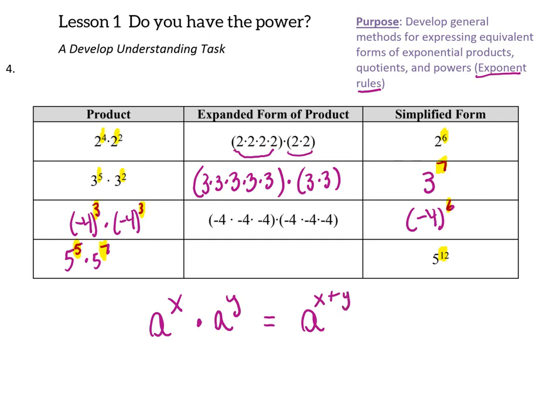Now it's not some kind of magical formula, it's just a faster way of representing all this repeated multiplication that we did here. If I have repeated multiplication of 3 5 times times repeated multiplication of 3 2 times, in total that's 7 repeated multiplications of 3. So that's why we're adding the exponents. And that is one of the exponent rules, commonly called the product rule.